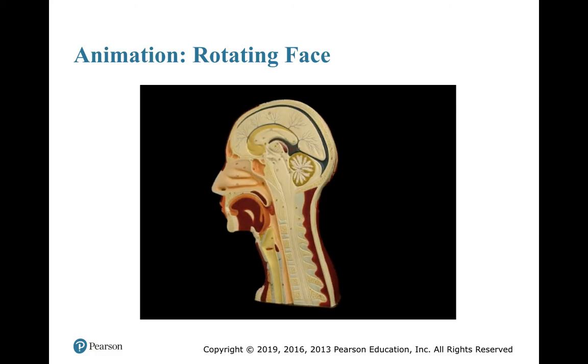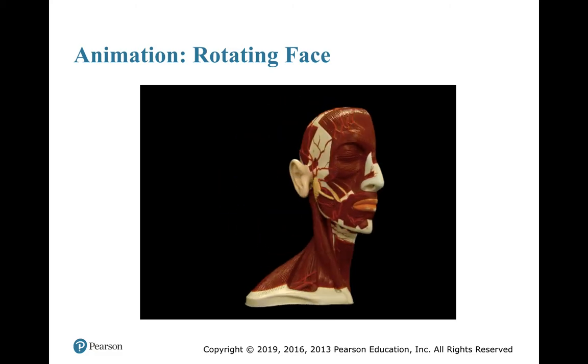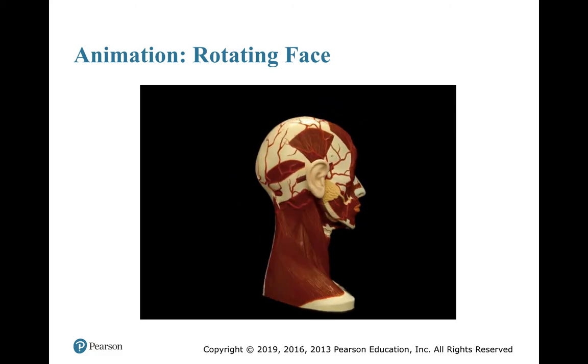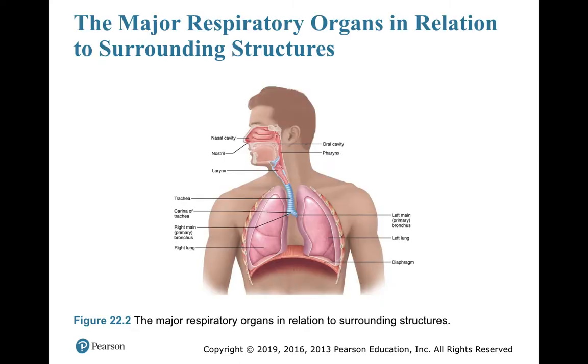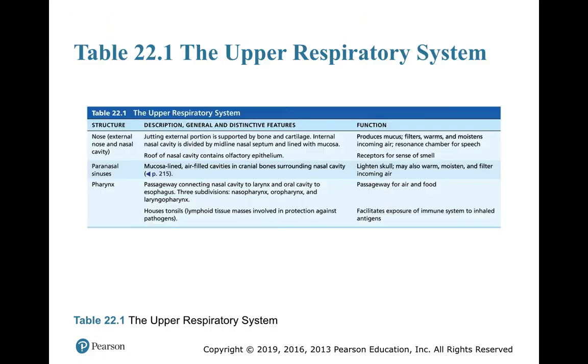So here's our rotating head. You can see when it goes around that side, you get a little bit of view of the internal structures, but when you look at an individual, all you can see is the nose. It's part of the respiratory system. So here's a cross section showing the major organs.